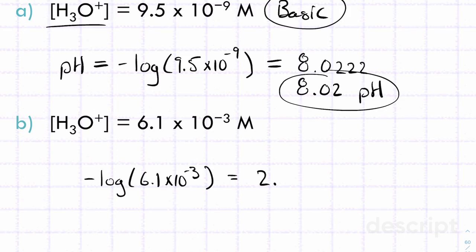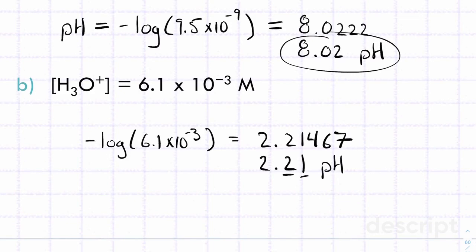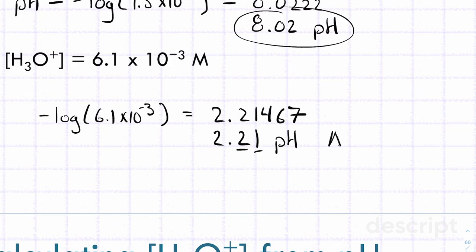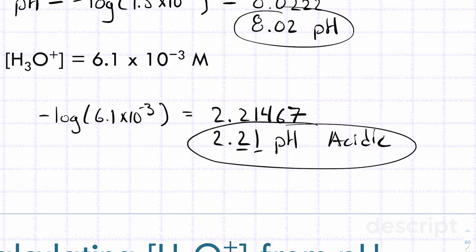So it'll be 2.21467, but what would the final answer be? 2.21 pH, because that first number is never significant. These ones are significant. I'm struggling. So is that acidic, basic, or neutral? It'll be acidic because it's less than 7.